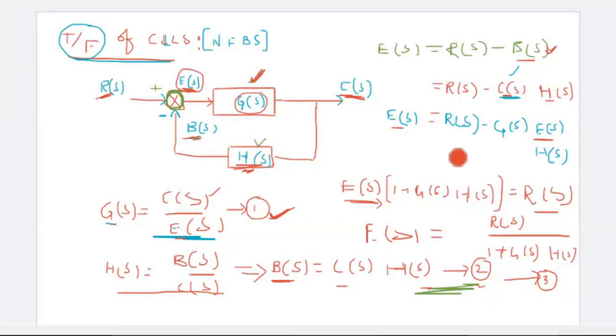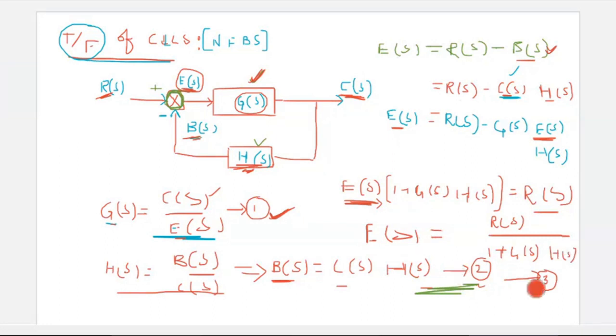Then we get E of S is equal to R of S minus G of S into E of S into H of S. Here we have E of S on both sides, so by taking E of S as common, we get E of S is equal to R of S by 1 plus G of S into H of S. Consider that equation number 3.